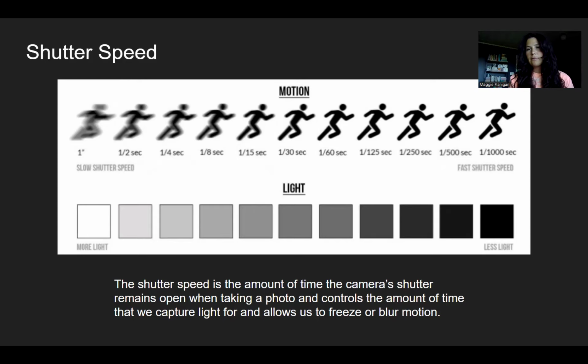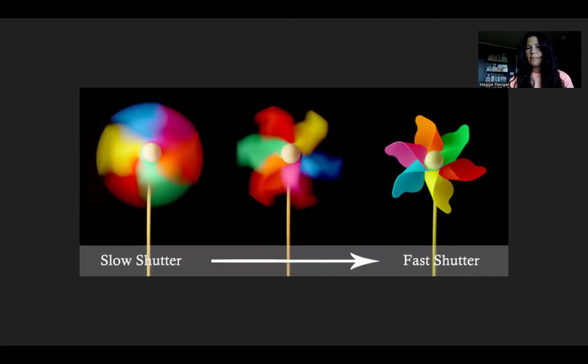So you could play around with this by going into a room that's a little bit darker and trying to let that camera shutter be open for a full 10 seconds. And what you'll see is that motion around you tends to get a little bit blurrier as the lens is open for longer. This is just another example of what that looks like.